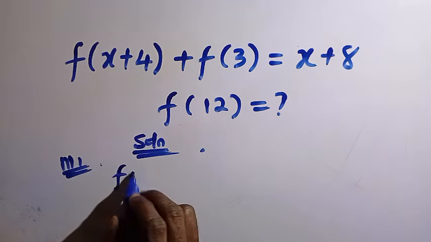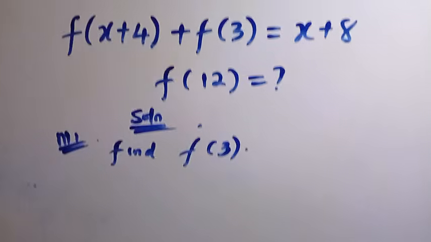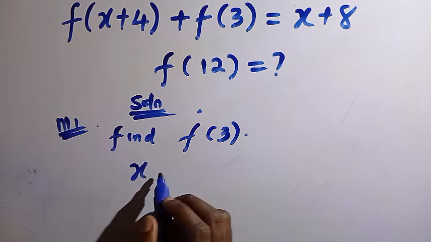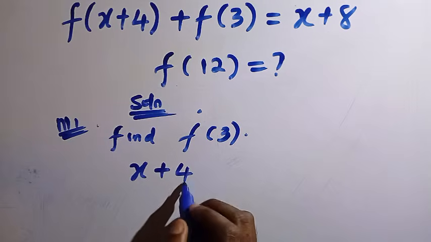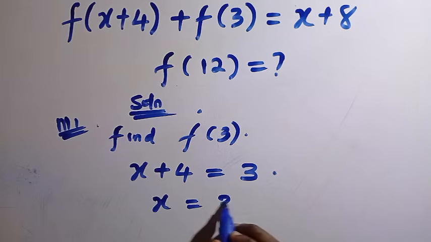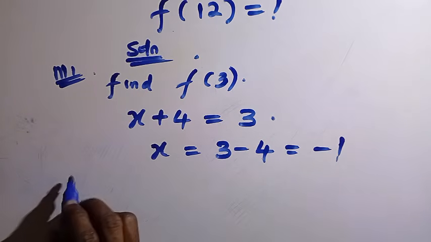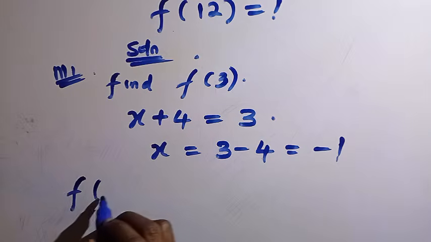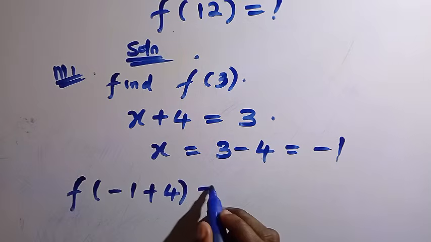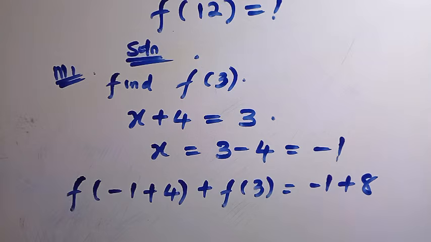Let's say I want to find f of 3 first. So we are going to let the first domain, which is x plus 4, equal 3. And here we have x equals 3 minus 4, which equals minus 1. We take back the substitution into the original equation, as we have f of the new x now, minus 1 plus 4, then plus f of 3 equals minus 1 plus 8.